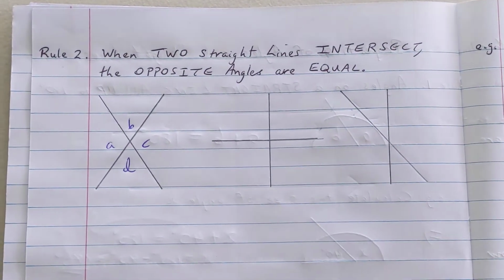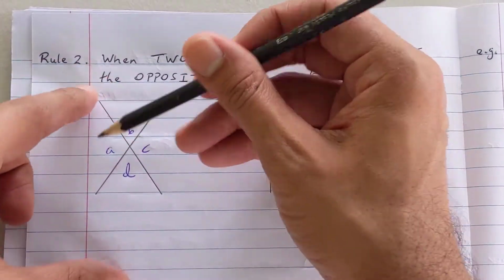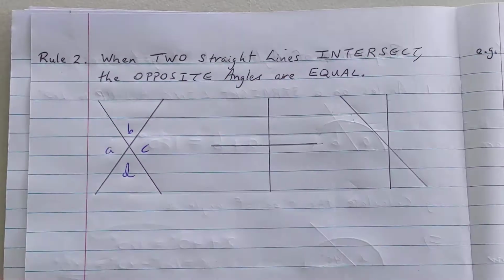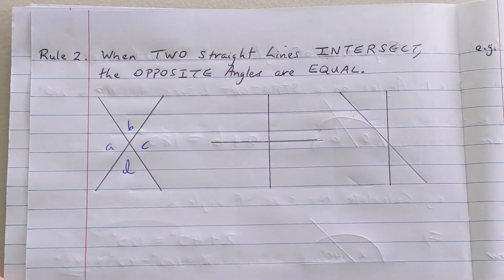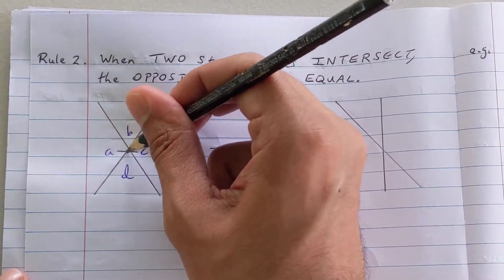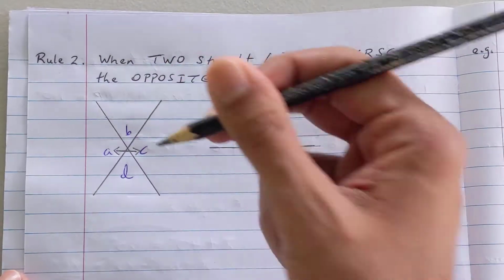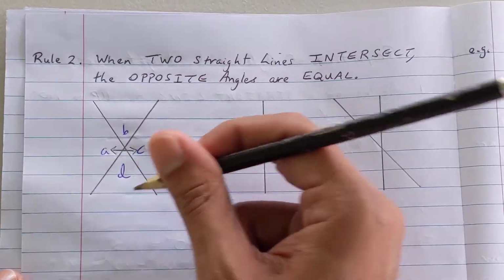So what they're saying is, well, one, we have a full circle here if you notice. But it's saying the opposite angles are going to be equal. So that means since A and C are facing each other, vertically opposite is the term they really use, A is going to equal C.